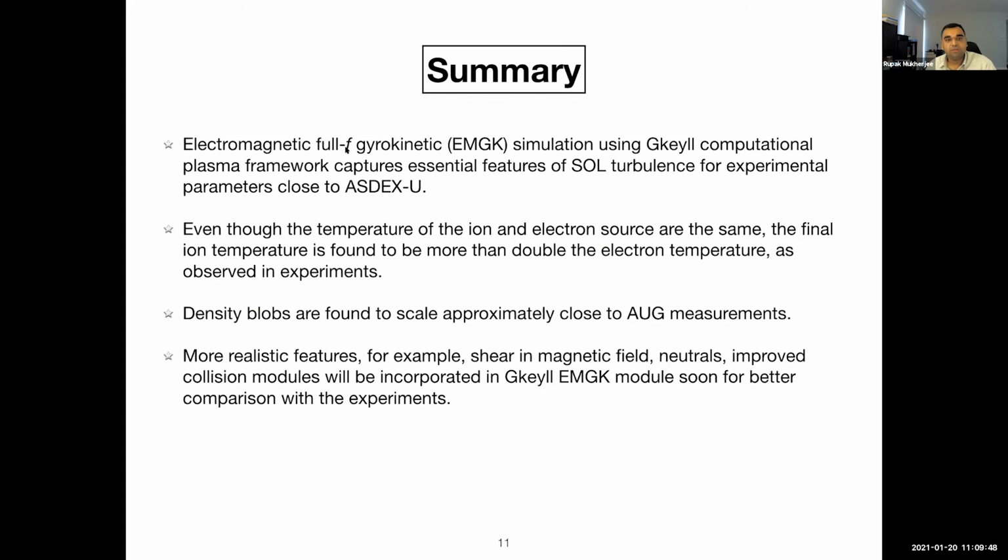In summary, we have a full-F electromagnetic gyrokinetic simulation using the Gkeyll computational framework, and using this framework we can capture the essential features of the SOL turbulence for experimental parameters close to ASDEX-U. Even though the temperatures of the ion and electron sources are the same, the final ion temperature is found to be more than double the electron temperature, as observed in experiments. We find that the density blobs scale approximately close to ASDEX measurements. More realistic features, for example shear and neutrals and improved collisional modules, will be incorporated in our electromagnetic gyrokinetic model for better comparison with the experiments.